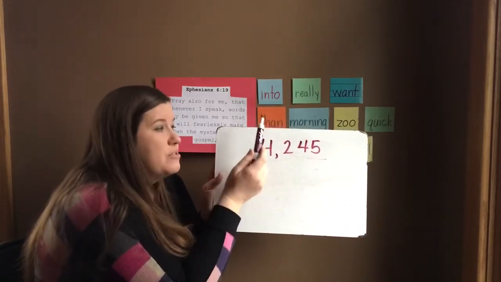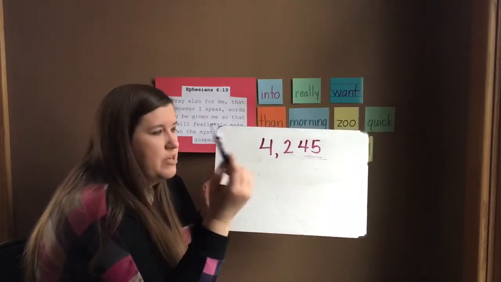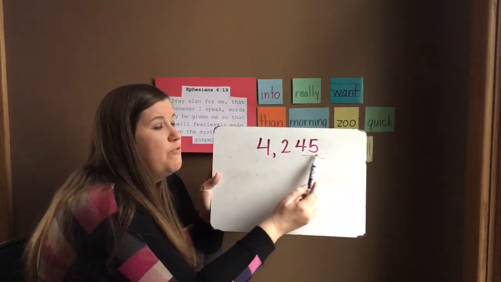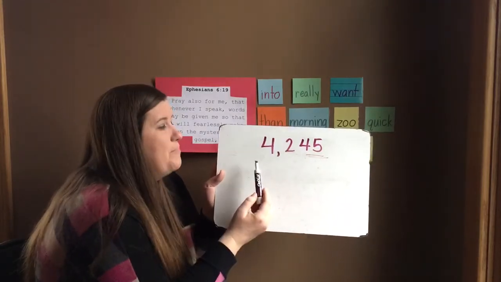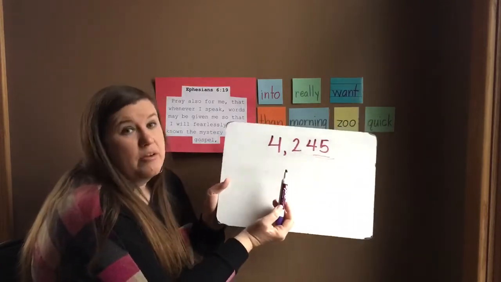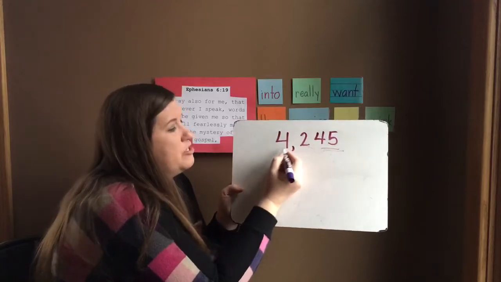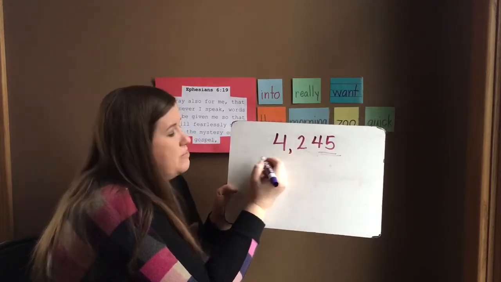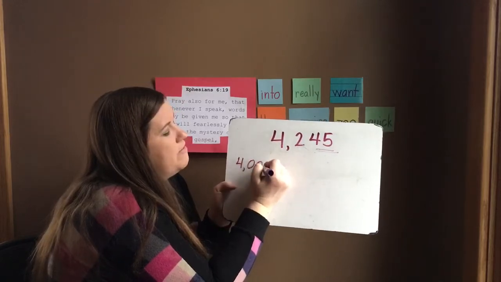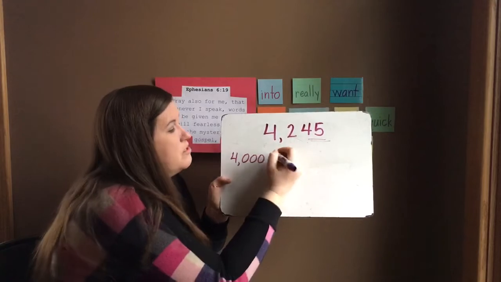So 4,245. Okay, read that with me. 4,245. Good job. Now, when we expand this number, we make it bigger. Then we're going to pull out each place value. So 4 is in the thousands place, so we are going to write 4,000. Remember, those zeros are all placeholders.